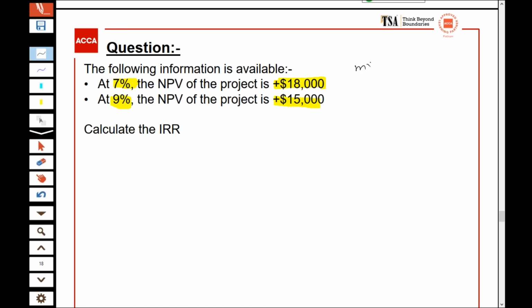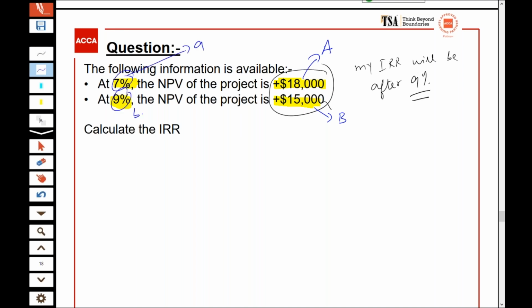my IRR will be after 9%, because the NPV would be reducing after 9% as well. So these are two positive figures. No need to worry about the plus and the negative sign. This is the higher figure. This is A family and this is B family.